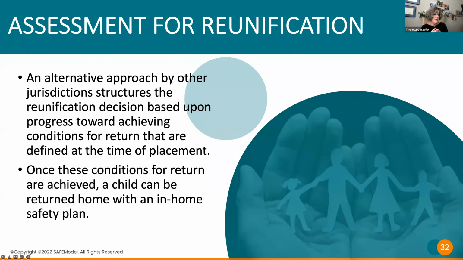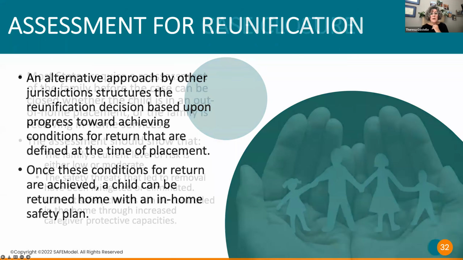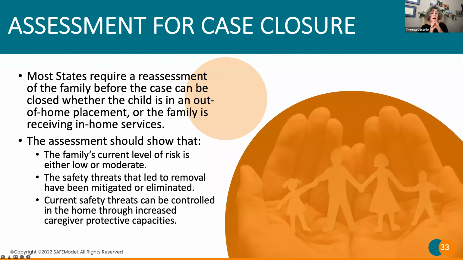Again, I think it's very important if we're going to make progress in moving children to reunification as soon as safely possible. Assessment for case closure. And then the last thing I want to talk about is case closure. And obviously the reason why we work with families, we hope we can get to a point where we can safely close cases. And many jurisdictions use reassessments before they make that decision about case closure.